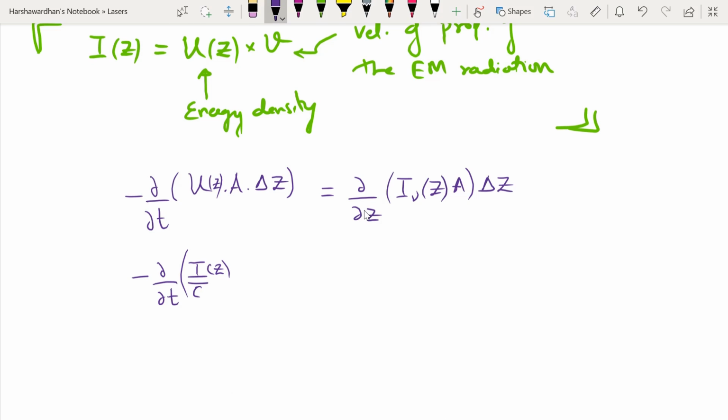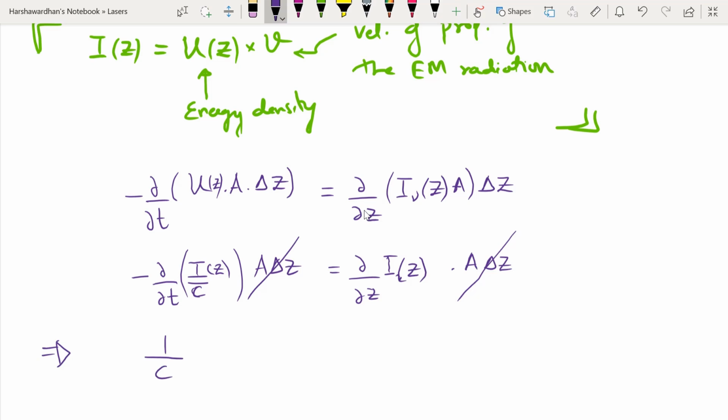and given the fact that my A times delta Z is common on both sides, I at Z, right, times A delta Z, I can cancel these out, and essentially what I get is the following equation of continuity, if you like. That is, the energy stored within that volume, the rate of change in the energy in that volume, is equal to the rate at which the energy is leaving that volume.